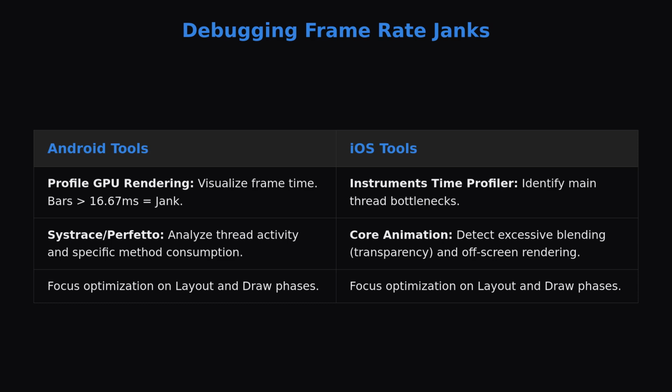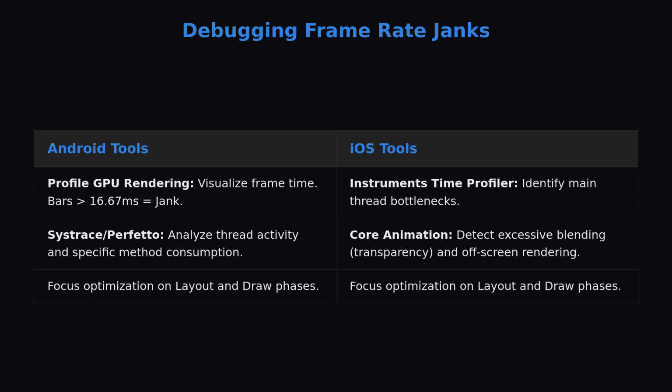Performance optimization requires precise, quantitative measurement of rendering time. On Android, utilize the Profile GPU Rendering tool to visualize frame rendering durations. Any bar exceeding the green 16.67 millisecond line indicates a frame drop, known as jank. Use Systrace or Perfetto to analyze detailed thread activity and identify exactly which method calls are consuming excessive time on the main thread during scrolling operations.